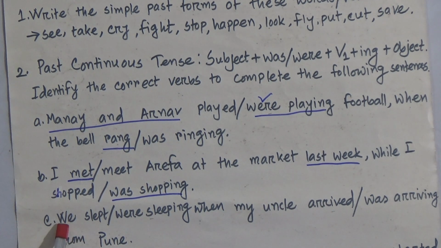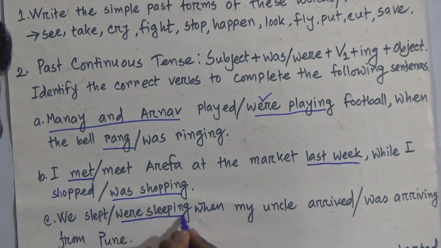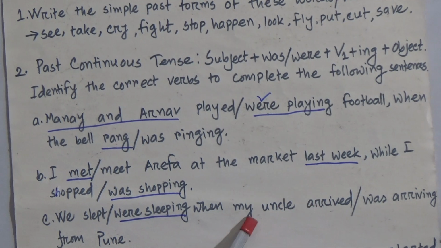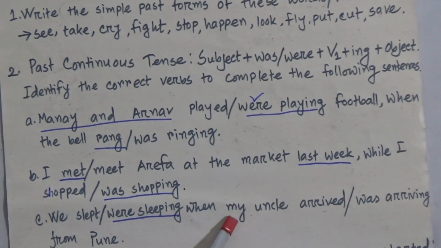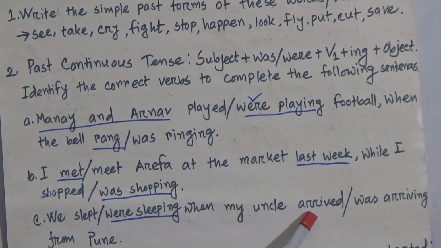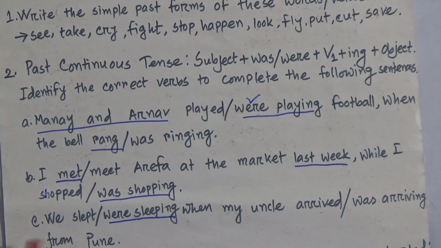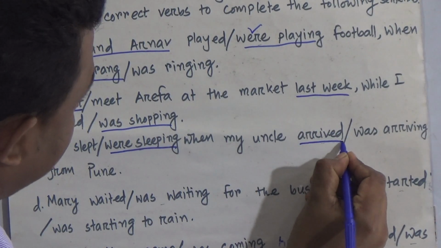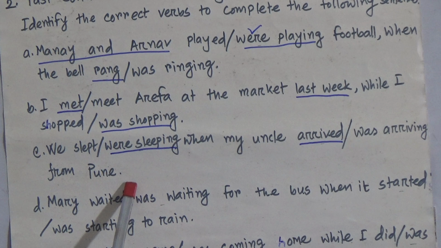Number C, we slept or were sleeping when my uncle arrived or was arriving. We, singular or plural? You know that we is plural. So were sleeping. When my uncle is singular, and when my uncle arrived or was arriving from Pune, it would be arrived because he has already reached.